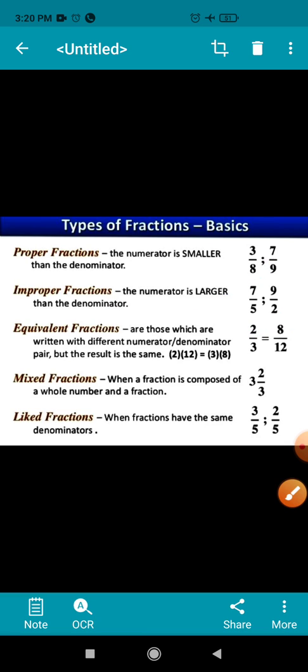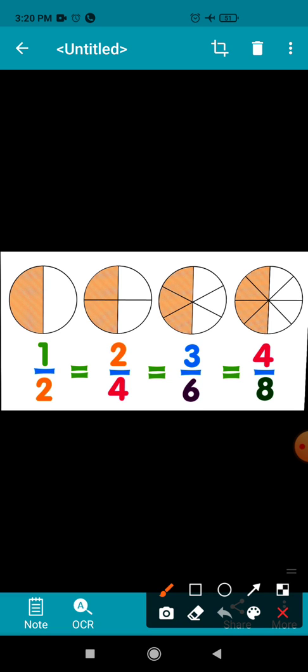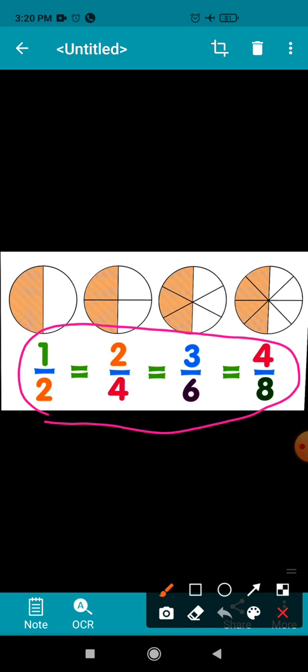Third type of fraction is equivalent fraction. Children, equivalent fractions are those which are written with different numerator and denominator pairs, but the result is the same. Here you can see in this example, all these fractions are equivalent fractions, but they are represented in different ways.